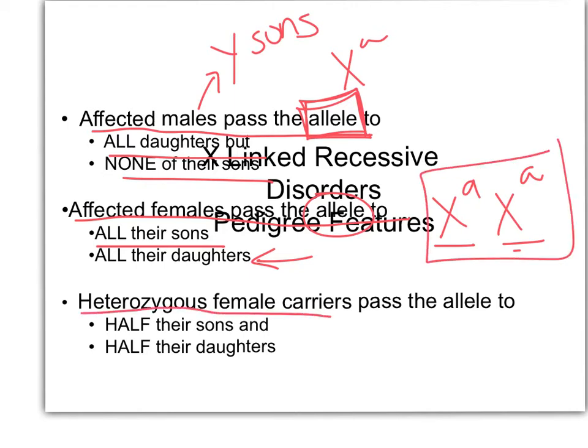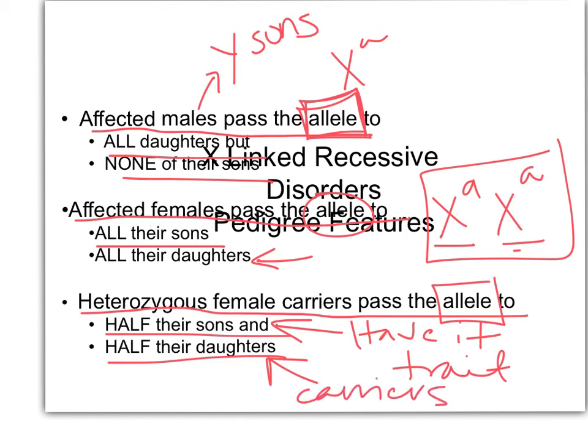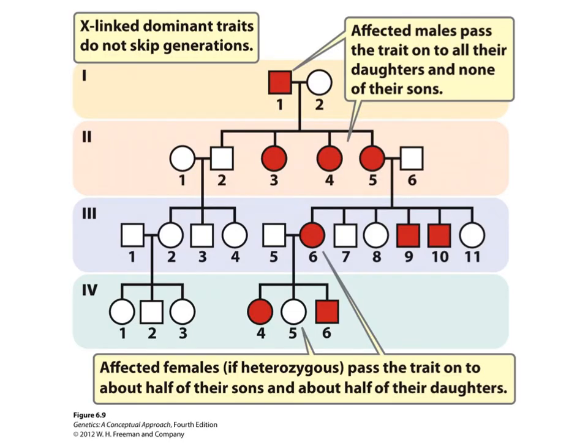Heterozygous female carriers can pass the allele to half their sons and half their daughters. The sons that get it have the trait, the sickness, the affected. The daughters are carriers unless dad had it and passed it to them too. Live it, learn it, love it.